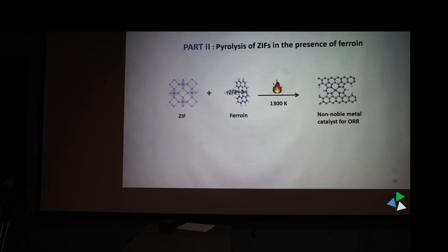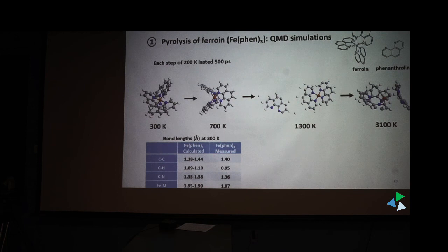We will pyrolyze these structures at 1300 Kelvin, and as we will show, we get planar structures made of carbon, a graphene sheet, including an iron group, FeN4, in the middle. These simulations are very demanding. They are very huge. So we could not mix everything and heat the system at 1300 K. We realized that it doesn't work because there are too many atoms. So we proceed in several steps.